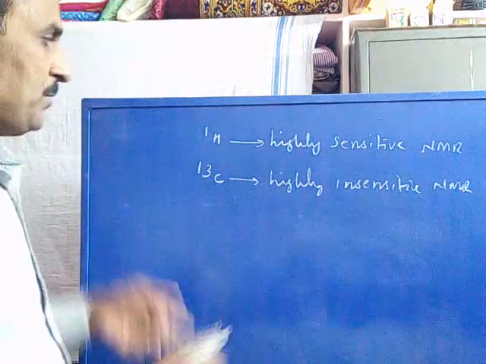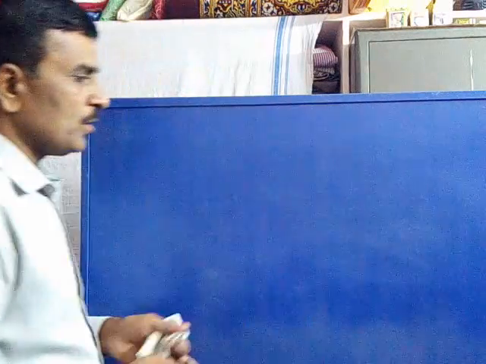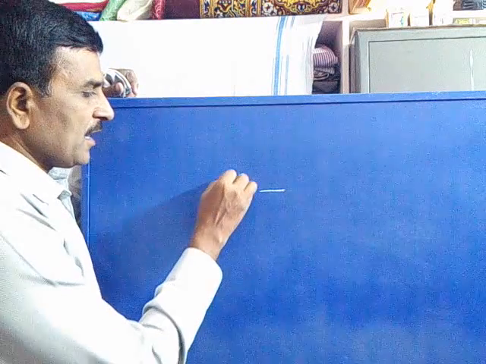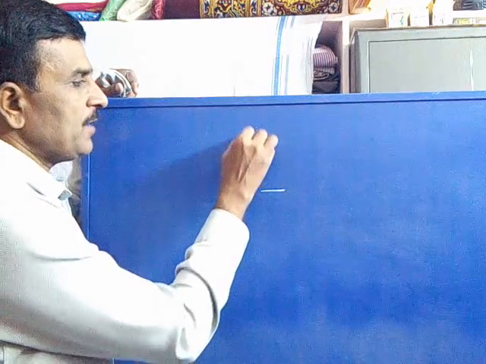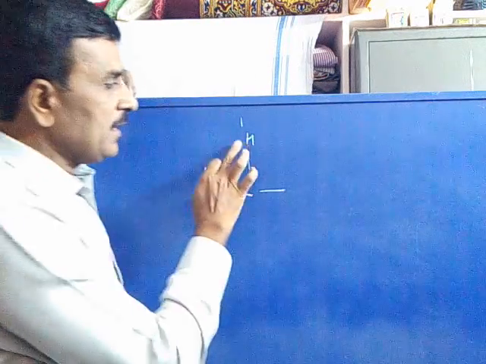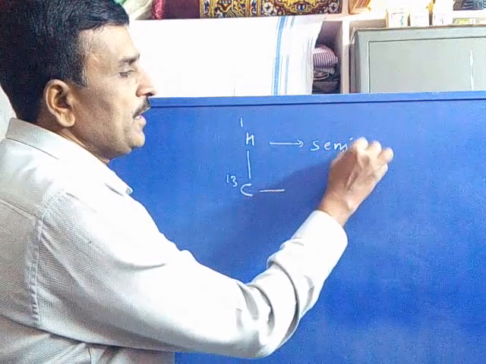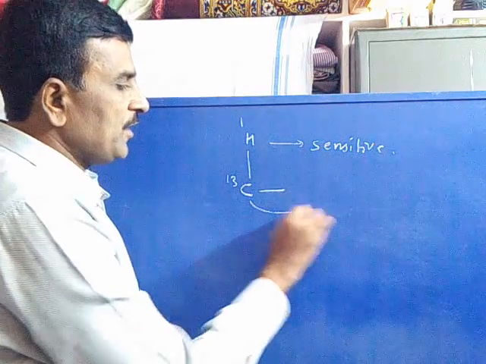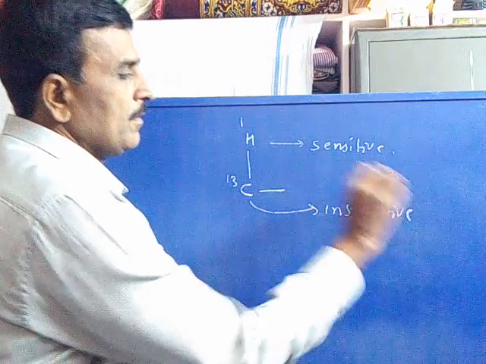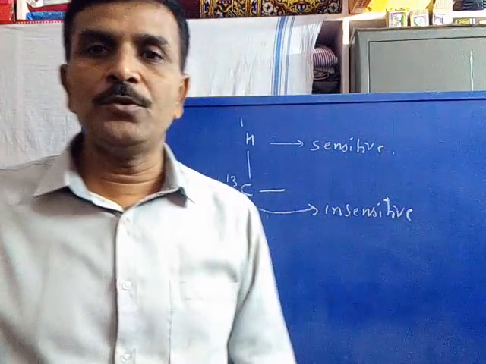Now coming to the chapter. Within the molecule there are two types of nuclei. Say this is the molecule. Say this is a carbon-13 nucleus attached to a proton, which is sensitive. So a molecule contains a sensitive nucleus as well as an insensitive, or less sensitive, nucleus.